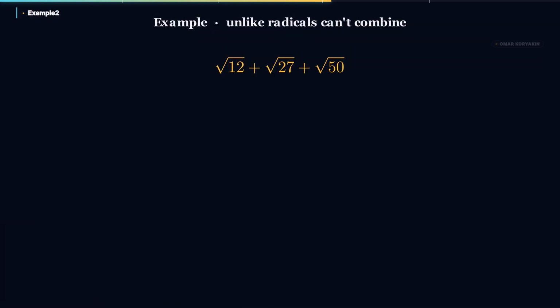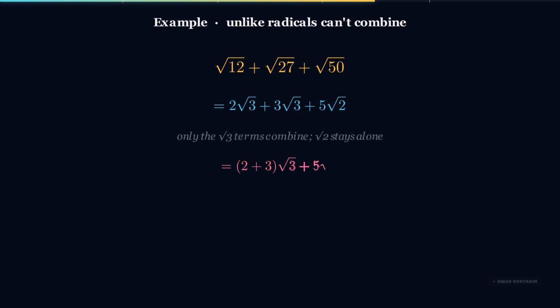Example 2. Simplify the square root of 12 plus the square root of 27 plus the square root of 50. After simplifying, you may have unlike radicals that cannot be combined further. Simplify each. Square root of 12 equals 2 root 3. Square root of 27 equals 3 root 3. Square root of 50 equals 5 root 2.